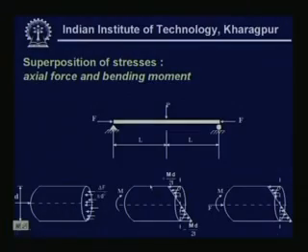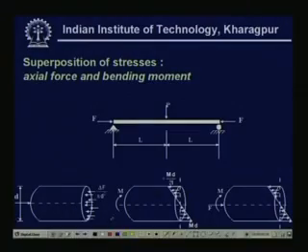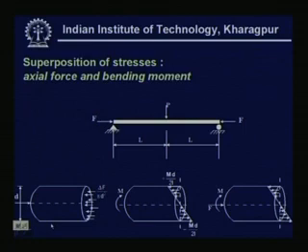So, what we can see is that this actually should be 4F by pi d square. So, just make a correction please. Okay. Now, we go back to the next slide.